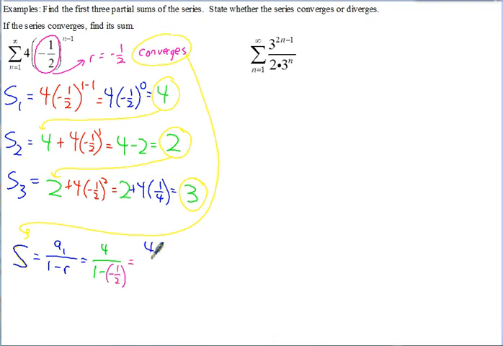So if we simplify that, that's 4 divided by, that becomes plus, 1 plus 1/2 is 3/2. And 4 divided by 3/2 is the same as 4 times the reciprocal, 3/2 is 2/3. Which would give you 8/3. So that would be what this infinite geometric series converges to. It's getting closer and closer to 8/3 as opposed to infinity.